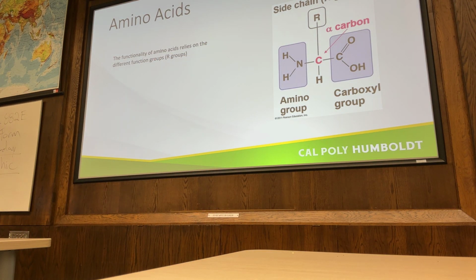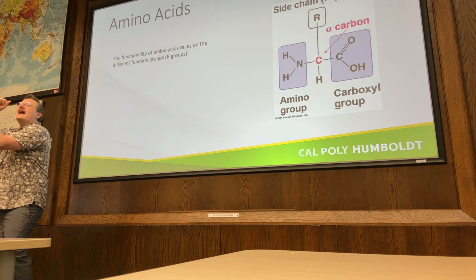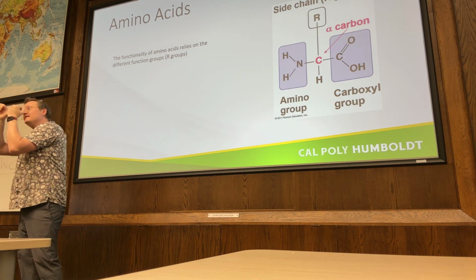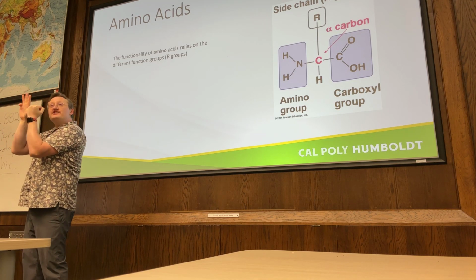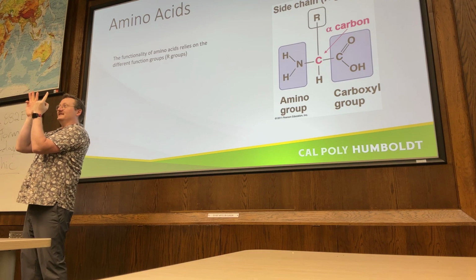All right. Amino acids. Here they are. The amino acids are the monomers that are joined into a big polymer. I'll do the hand thing again. And they differ in these side chains that project off of each amino acid, right?